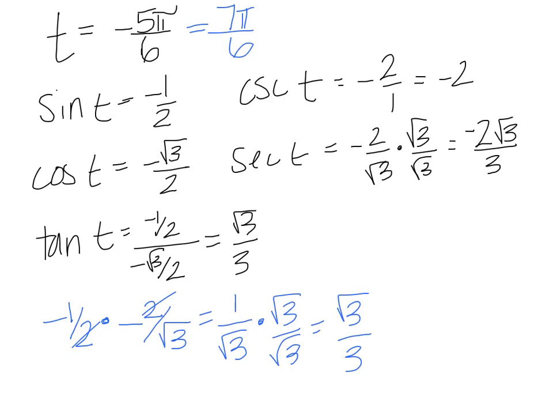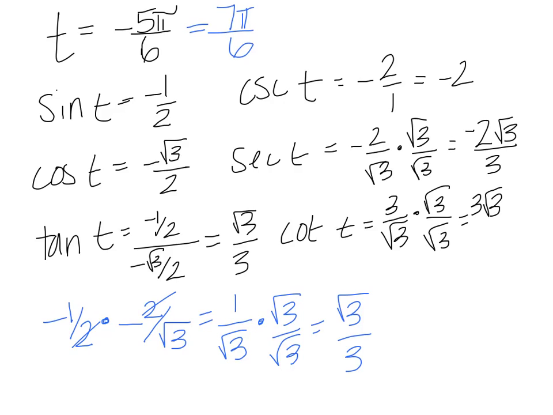Alright, and what's our last trig function? Cotangent. So the cotangent of t. If my tangent was the square root of 3 over 3, then my cotangent is what? 3 over the square root of 3. Rationalize it. And what do we get? 3 square root 3 over 3. What do you notice about that answer? I can cancel the 3's and I've got the square root of 3.